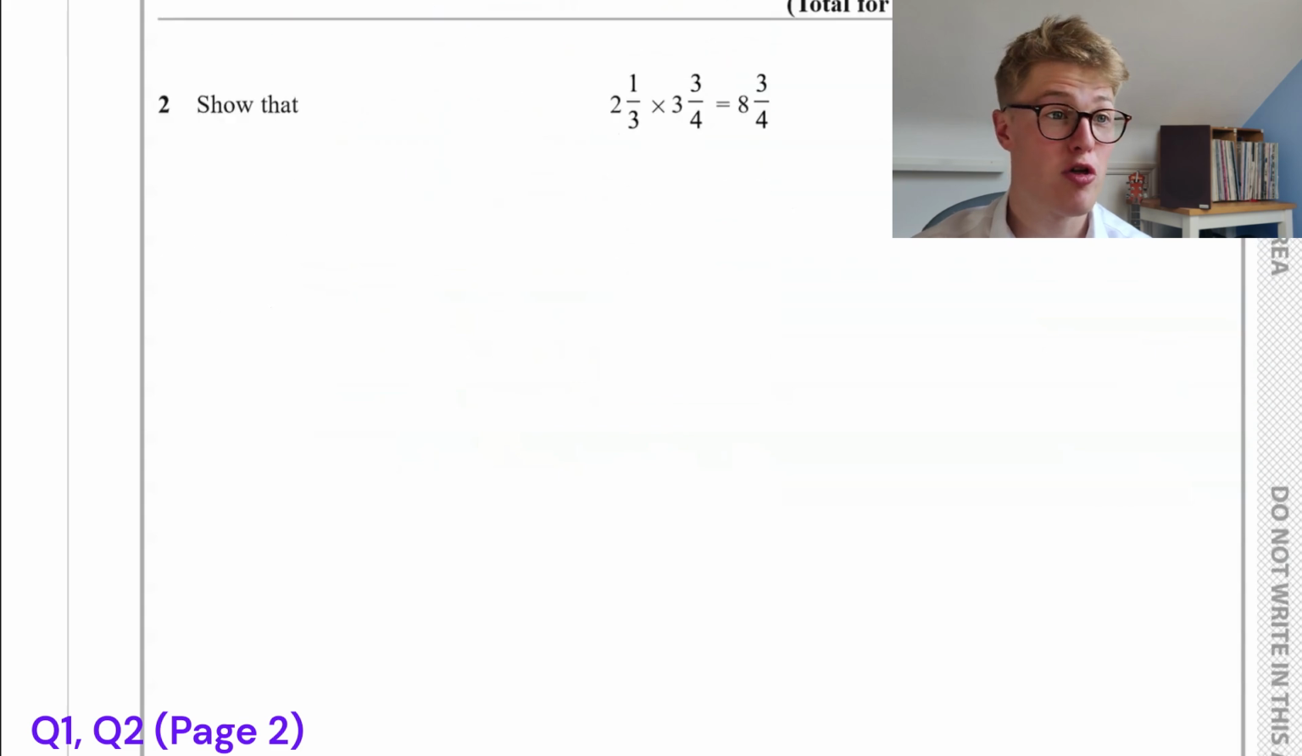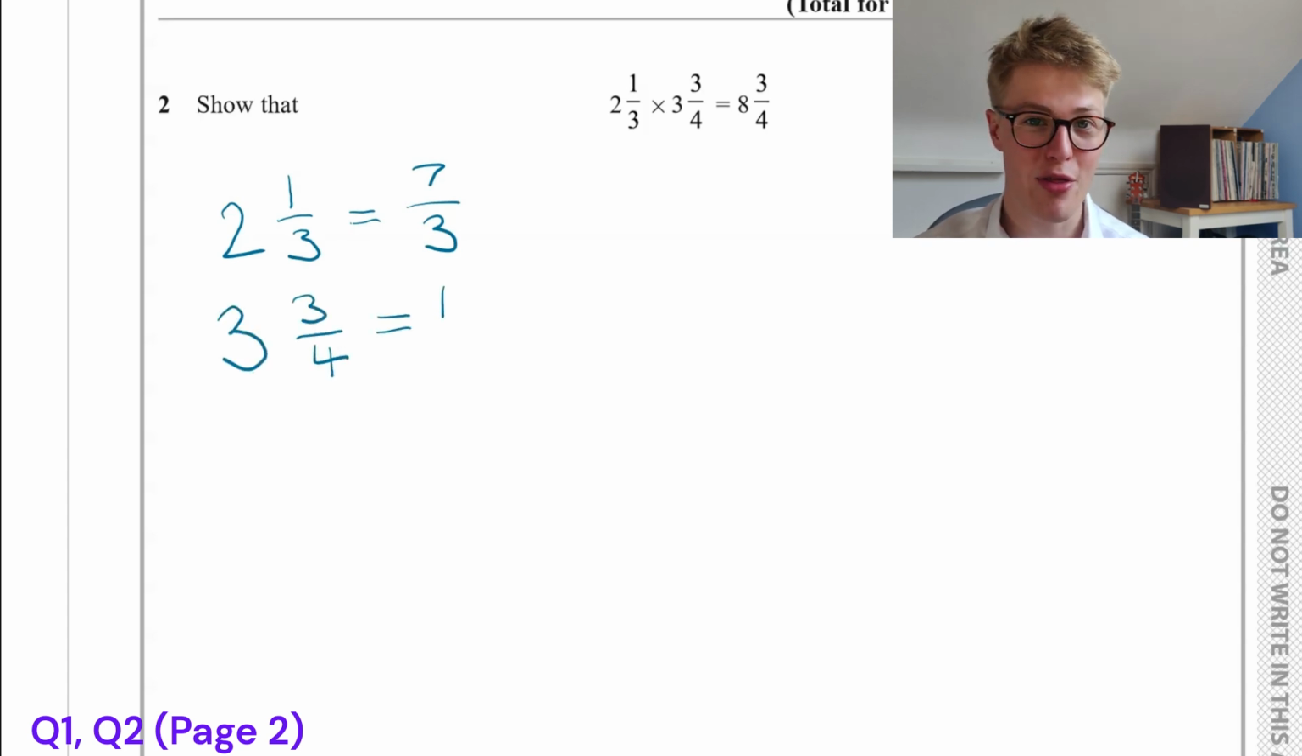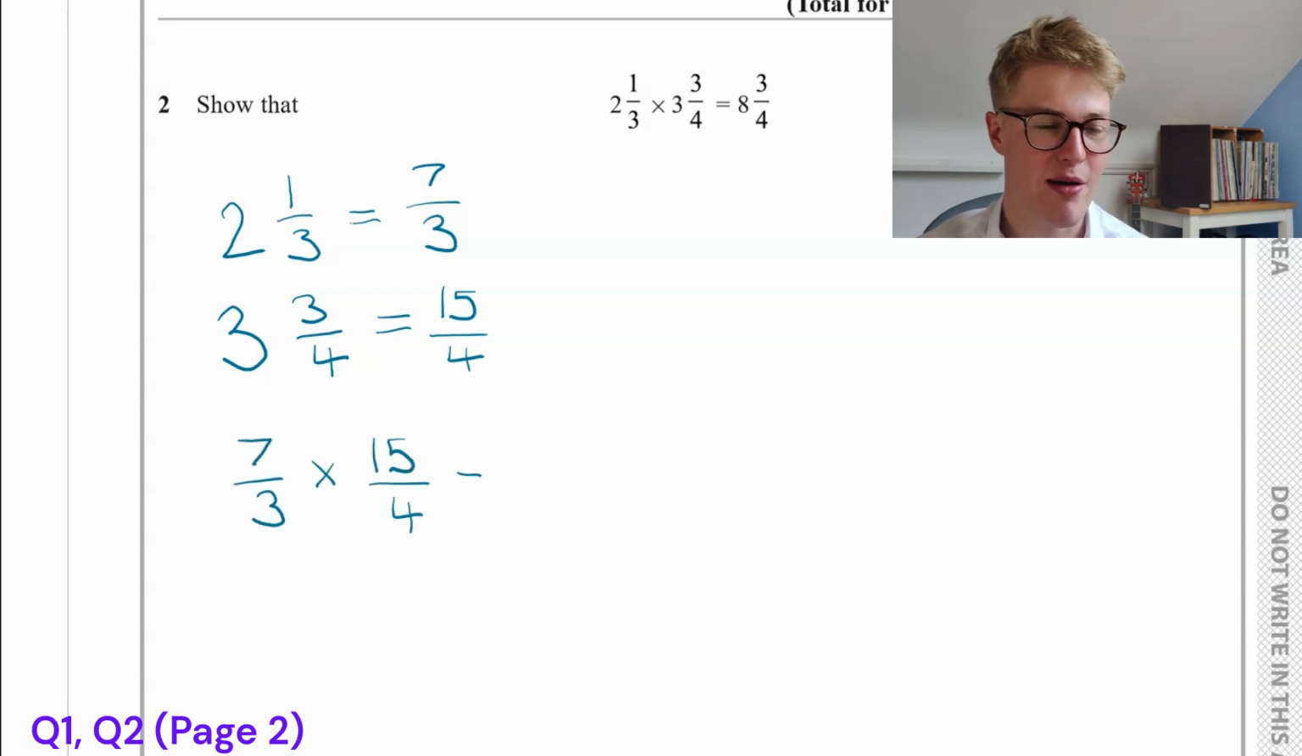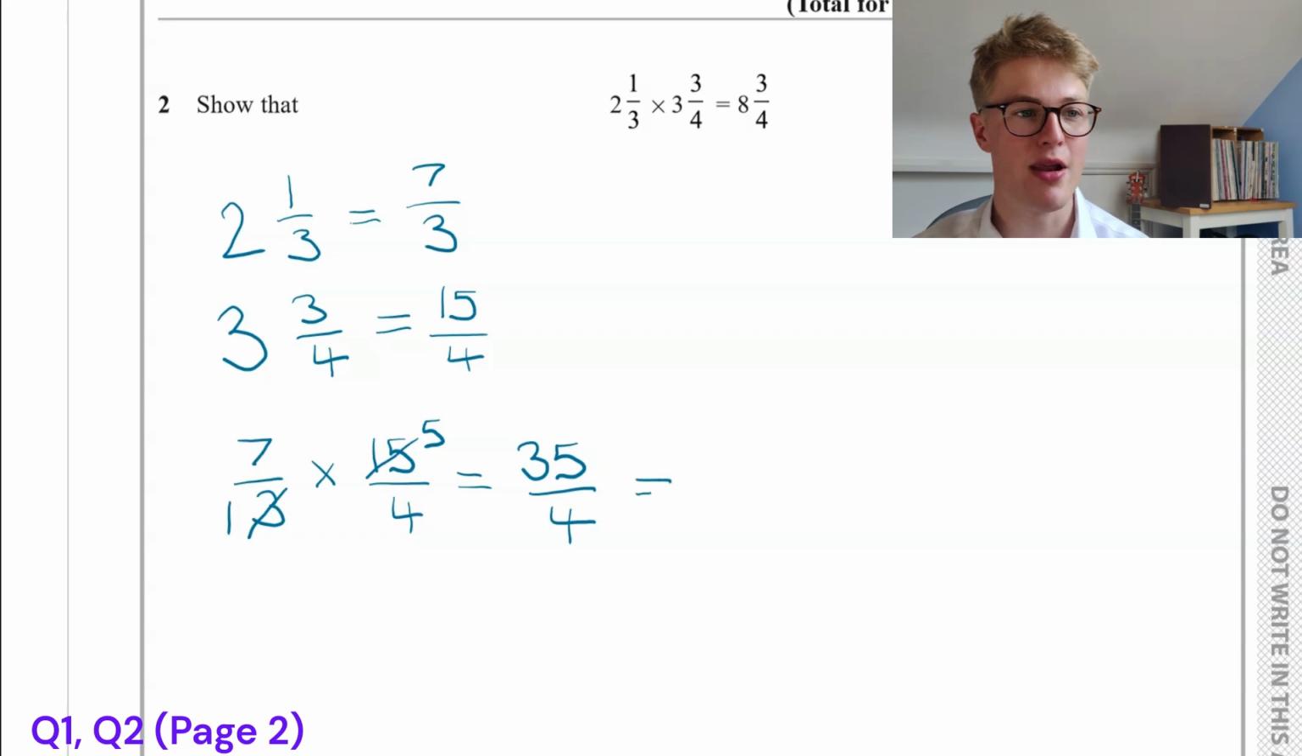Then we need to show that 2 and a third times 3 and 3/4 is equal to 8 and 3/4. So we convert these into improper fractions, and we find that 2 and a third is 7/3, and 3 and 3/4 is 15/4. We then multiply these together, so we have 7 over 3 times 15 over 4. The 3 and the 15 terms simplify to 1 and 5, as you can see here, and we end up with 35 over 4. This gives us 8 and 3/4, and that is our final answer.